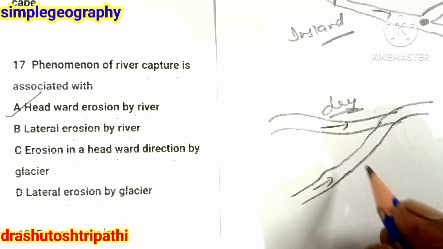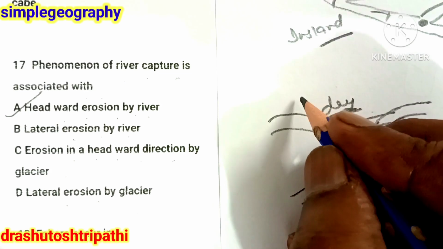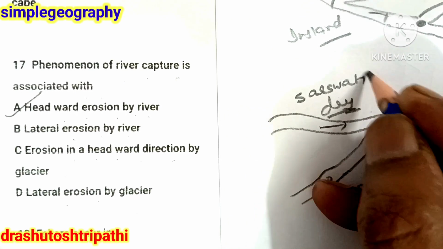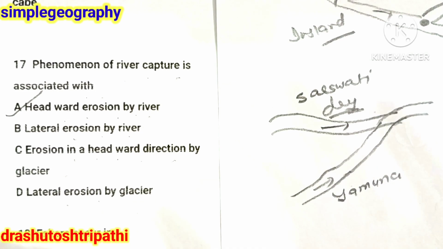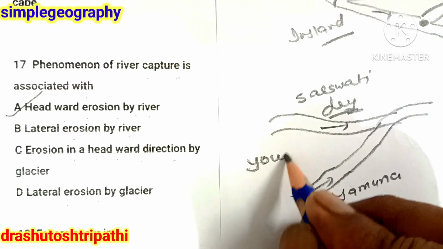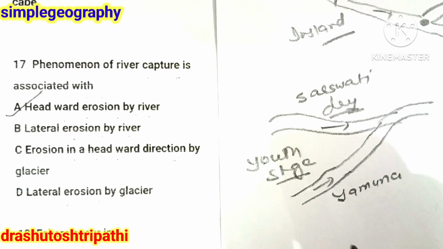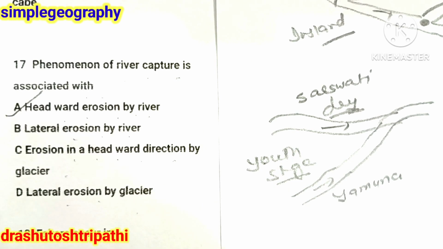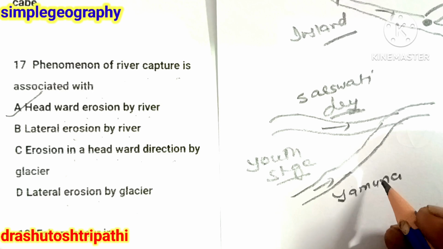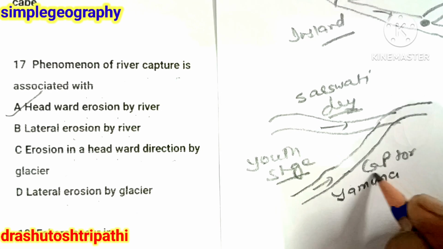The best example is the Yamuna river, which captured the Saraswati river. But there is a certain condition for this river capture. It stays in the early youth stage. Why? Because the condition which is essential for the capturing of the river is that the captor river, who captures the path of the other river, that is the captor river.